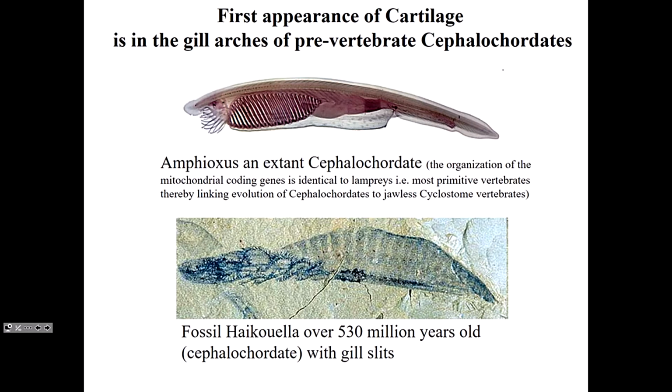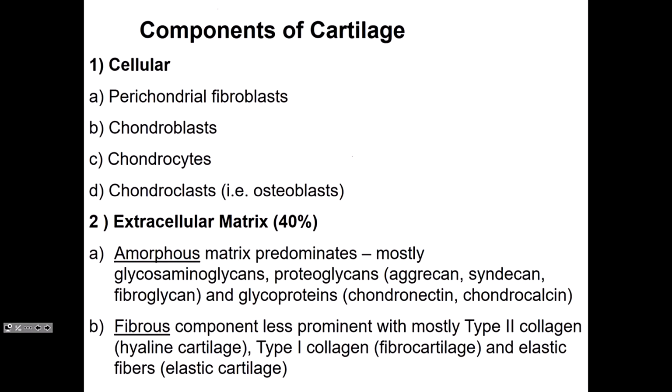Amphioxus is one that's still alive today, and so they're still around. Here's a fossil of one they found in China, 530 million years old. And we see now, for the first time, cartilage in these cephalochordates. Okay, so that's how far back it goes.